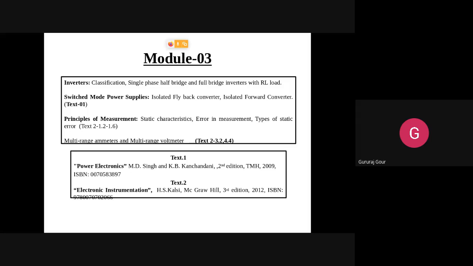So today we will focus on module 3. The first part is inverters. The syllabus is as shown in the slide.